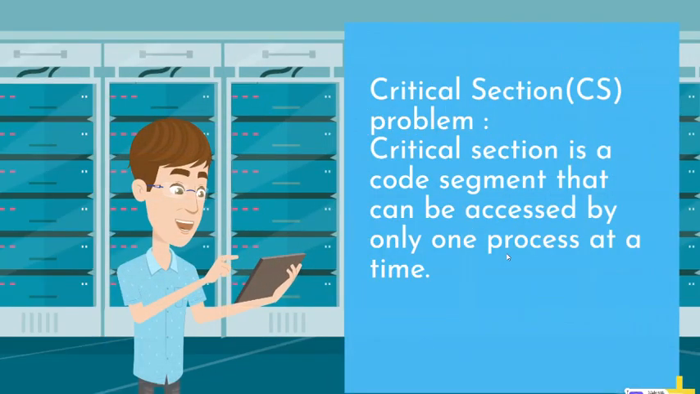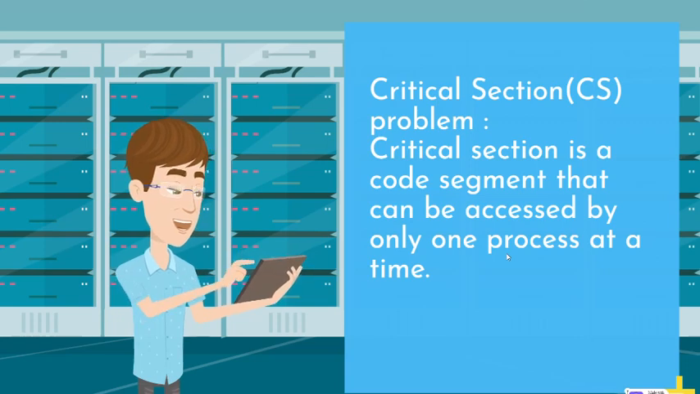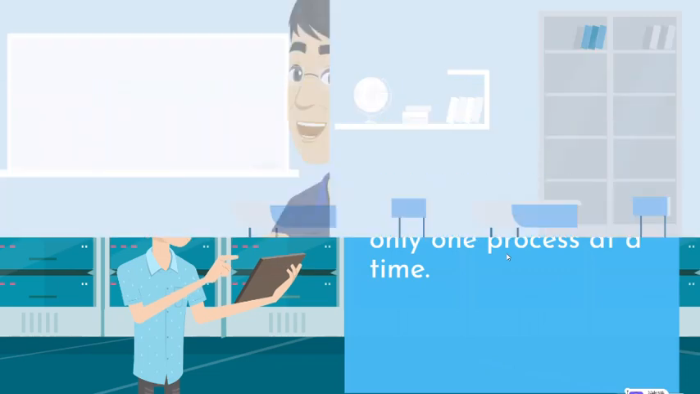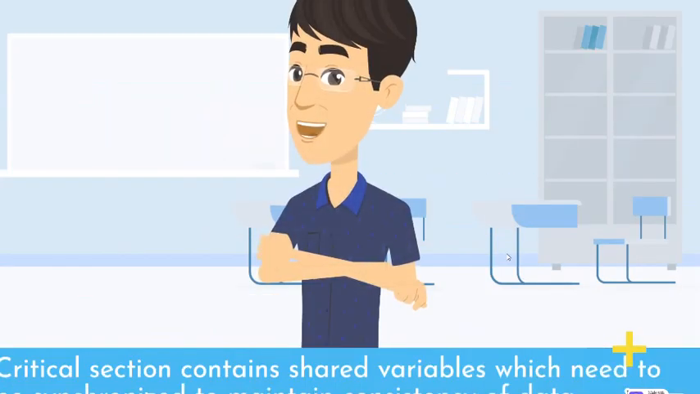Critical section, CS, problem. Critical section is a code segment that can be accessed by only one process at a time. Critical section contains shared variables which need to be synchronized to maintain consistency of data variables.